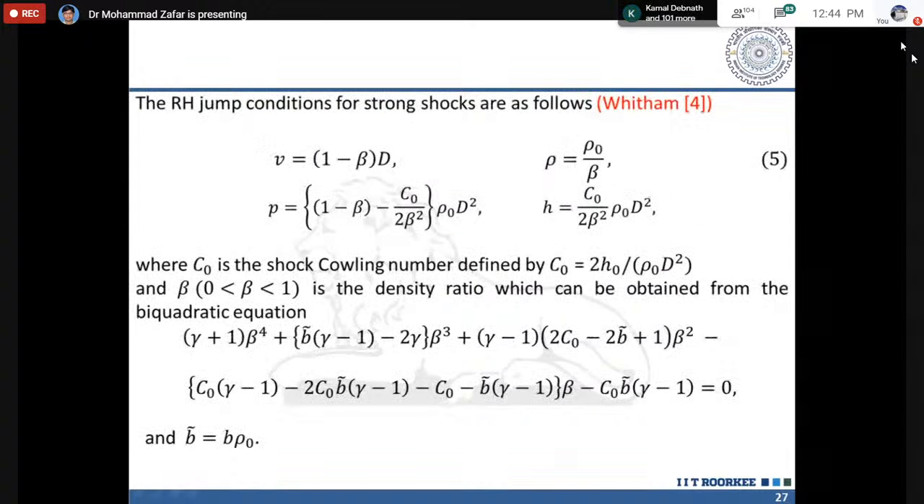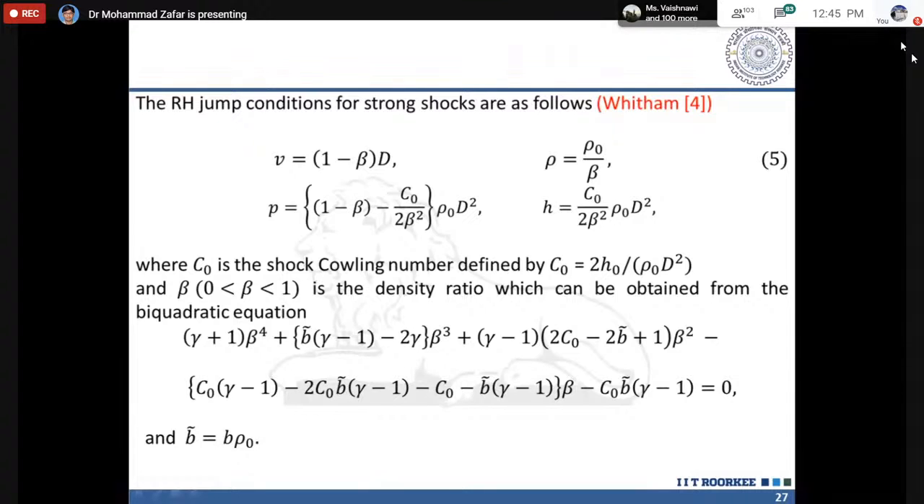Next slide. The RH jump conditions for the strong shocks are as follows, given by the author Vidam. In reference number 4, I will show you at the end of this talk. V is 1 minus beta d, and P, rho, and H are given by these equations in 5, where C naught is a shock coupling number defined by C naught equal to H naught by rho naught d square. C naught corresponds to the magnetic strength, that is, the strength of the magnetic field. So that is determined by the shock coupling number.